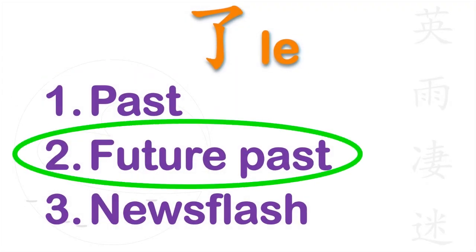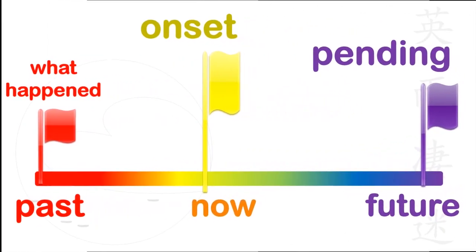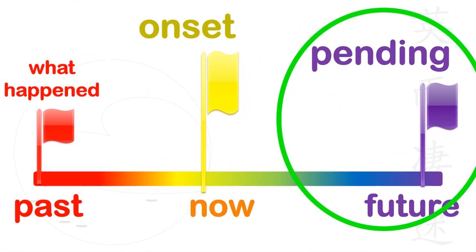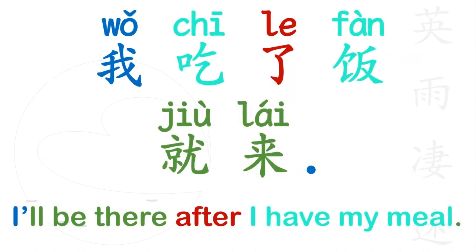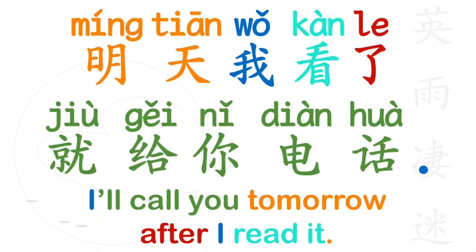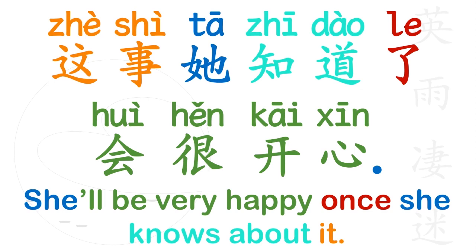Function number 2 is for scenarios where you need to reference an event that is ahead of us, so you can say what may happen when we get there. For example, 我吃了饭就来. I'll be there after I had my meal. I'll be there after my meal. 明天我看了就给你电话. I'll call you tomorrow after I read it. 这事她知道了会很开心. She'll be very happy once she knows about this.